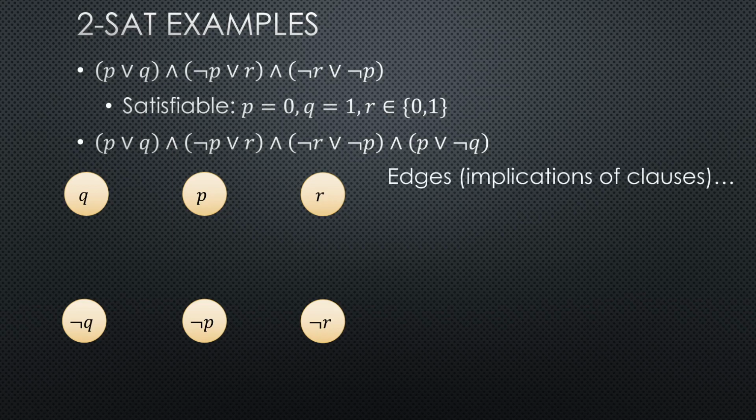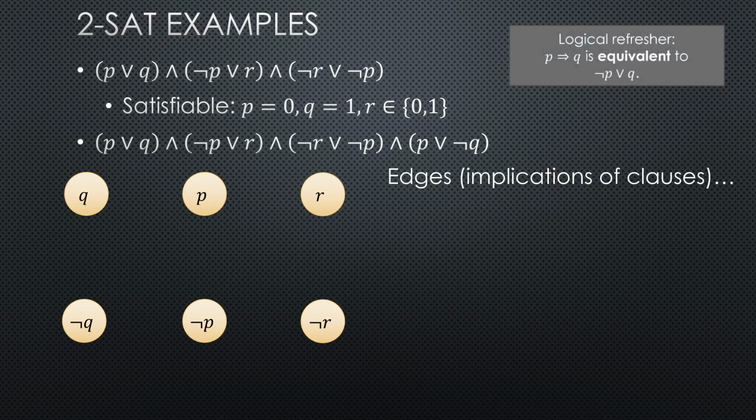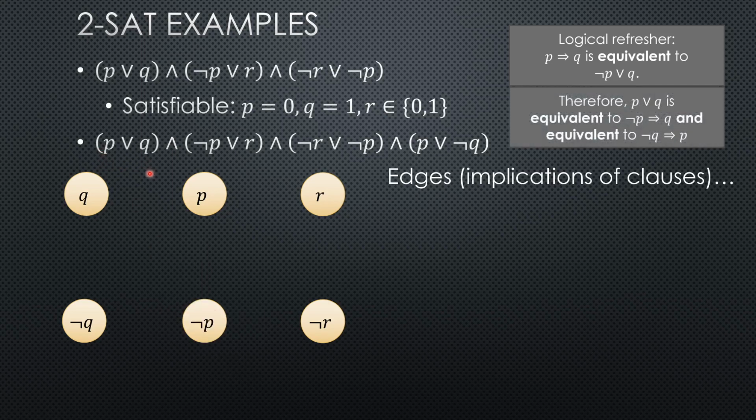Well, they're going to be the logical implications of each of the clauses. What do I mean by logical implications? If I do a little Boolean logic refresher here, remember that the implication P implies Q, or if P then Q, is equivalent logically to not P or Q. So if I look at one of these clauses here, let me get my laser pointer back. If I look at one of these clauses here, P or Q actually implies two different implications. It's equivalent to two different implications.